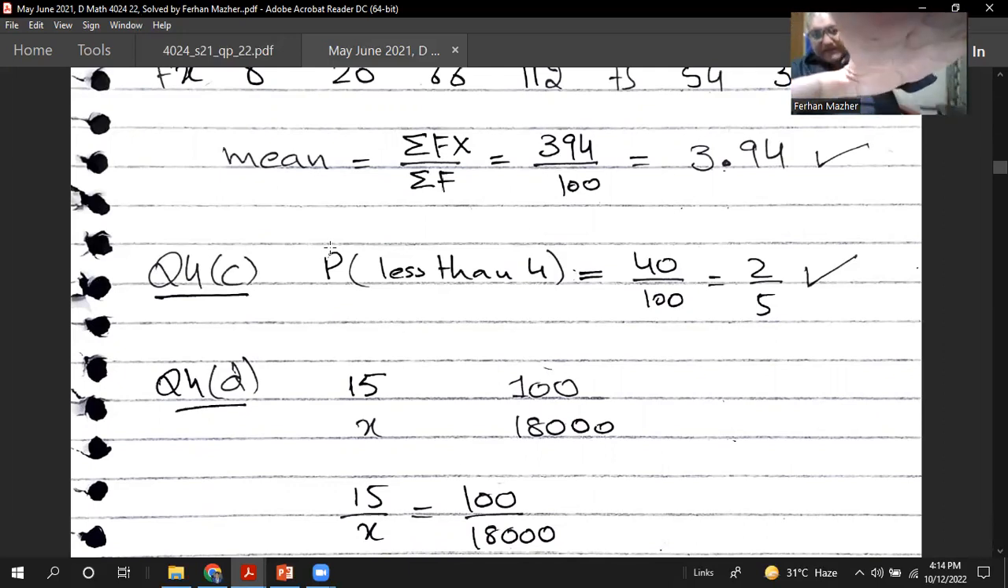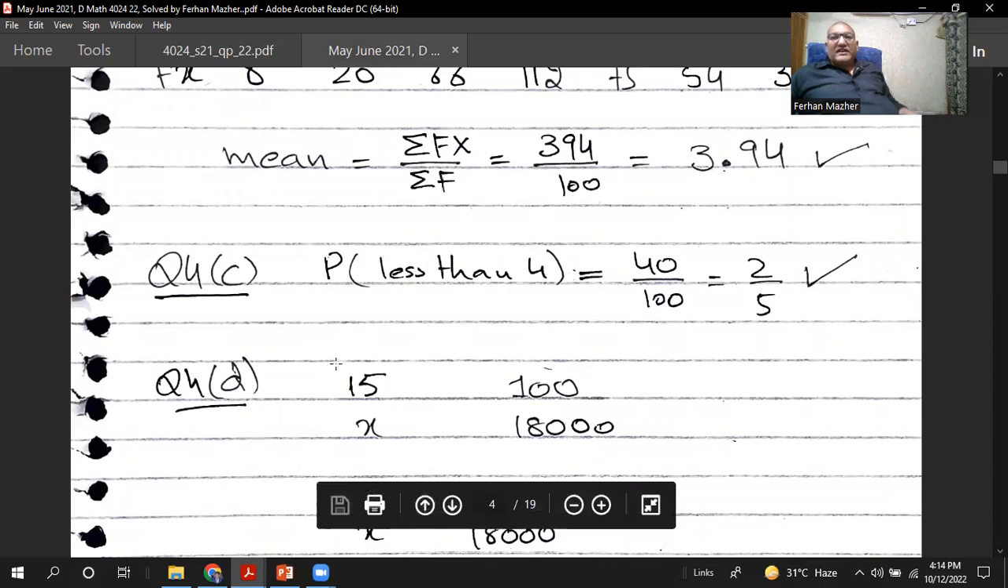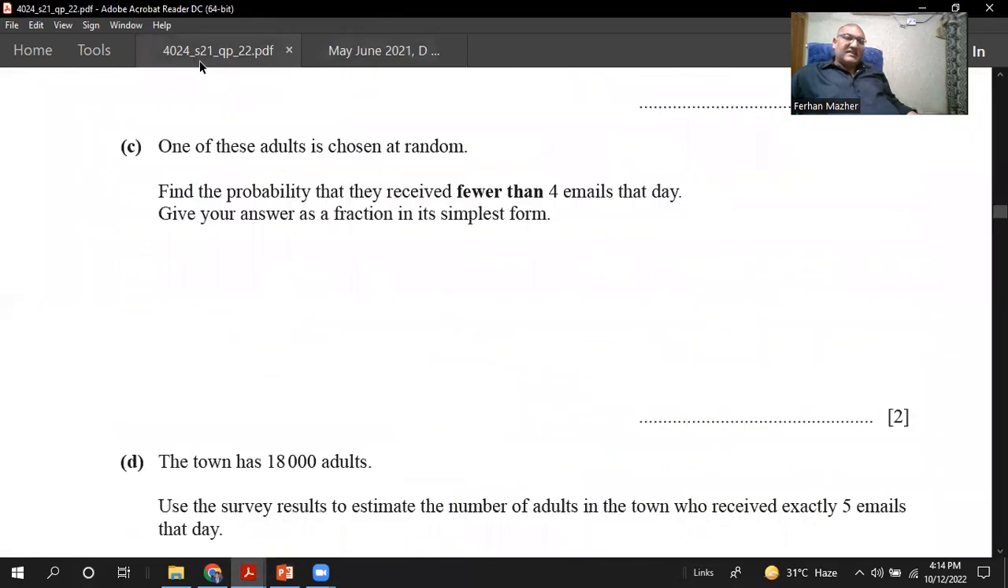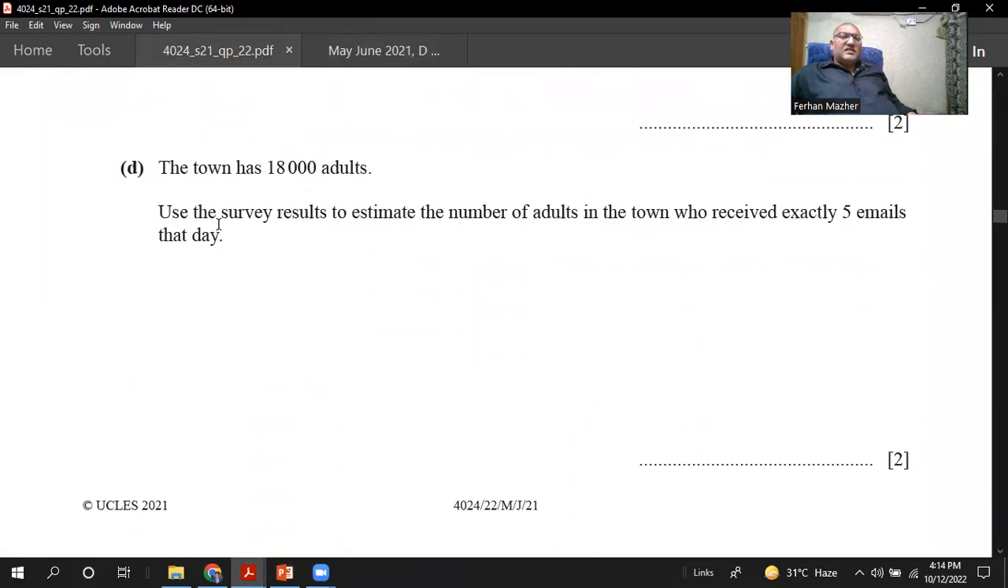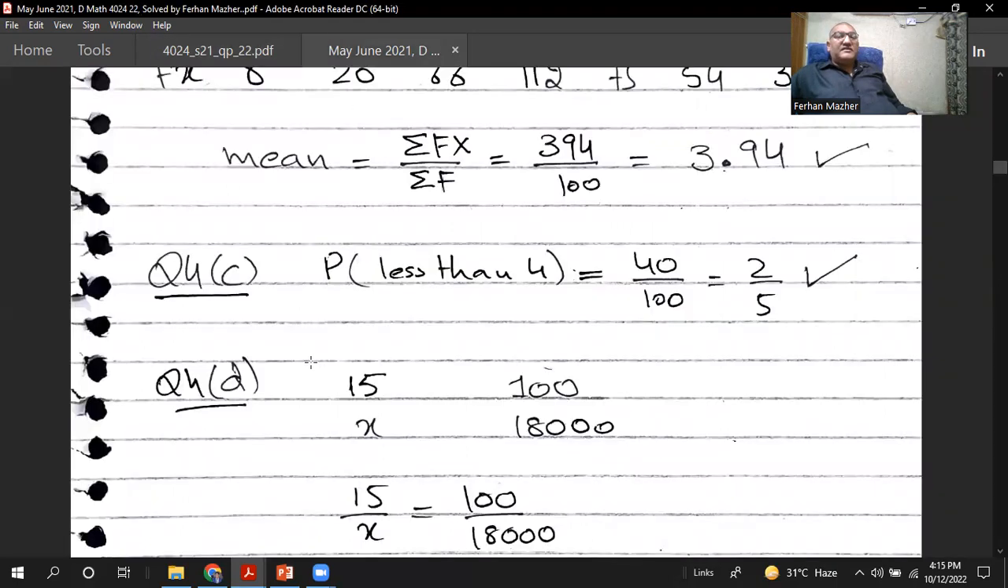So, okay. So the next thing they are asking is question number 4, and it's B part. And what they ask is the town has 18,000 adults. Use the survey results to estimate the number of adults in the town who received exactly 5 emails that day.